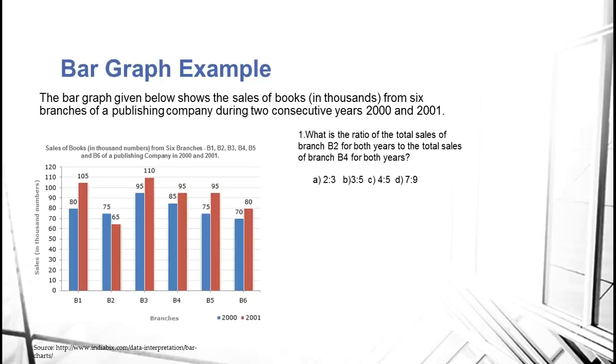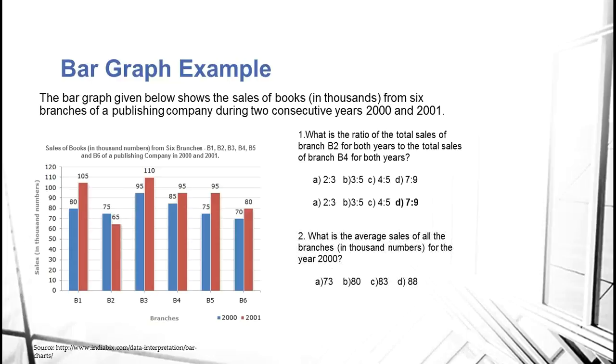Then you might get questions like this. What is the ratio of total sales of branch B2 for both years to the total sales of branch B4 for both years? So they've asked you about specific branches. You have to find them on the graph. And then they've thrown in total sales for both years. So you have to do an additional calculation there. The answer is 7/9. So this is just paying attention to what they're really asking you and taking the time to do any additional calculations off the data you can gather from the graph.